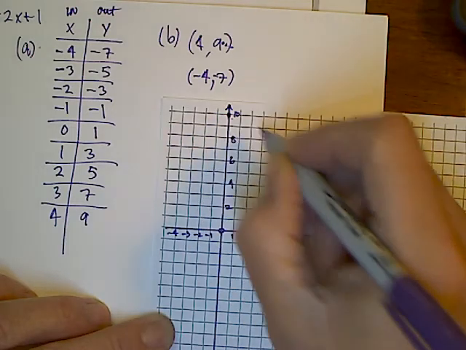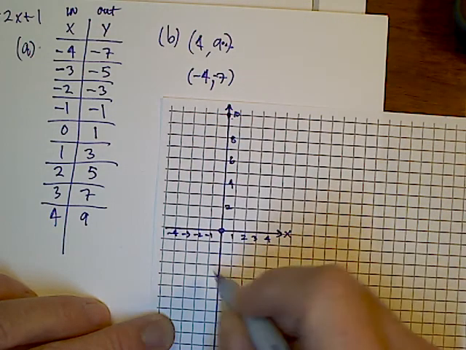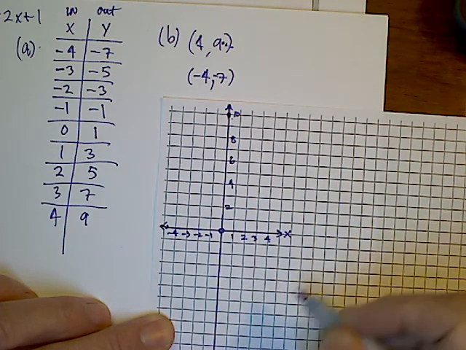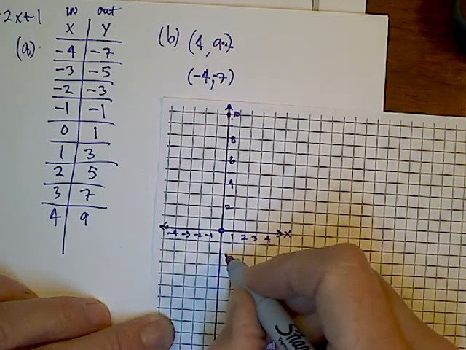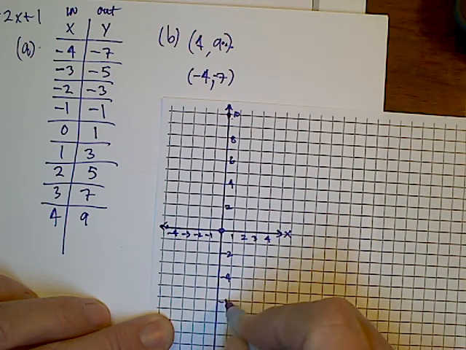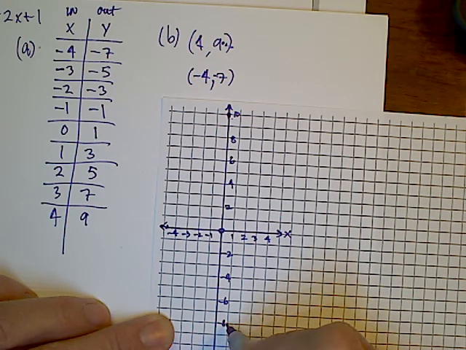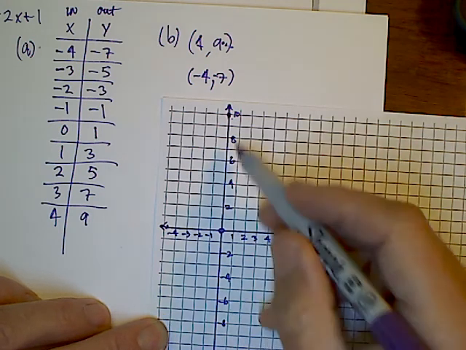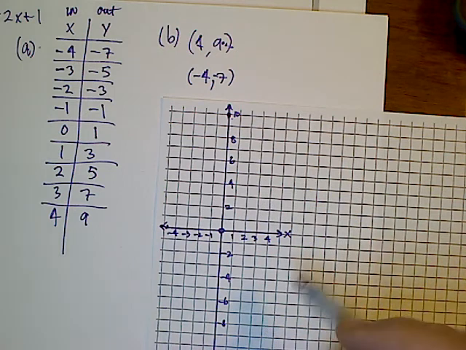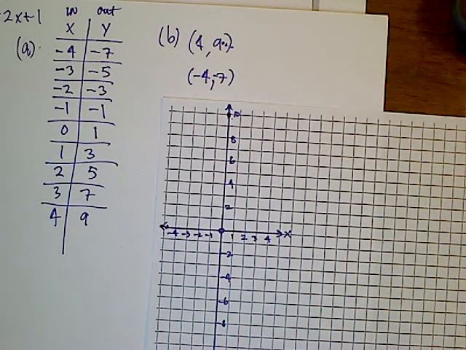And I know my axes keep going, so I tend to also like to put arrows on my axes. That way it shows that the axes do keep going. And then going down, this would be -2, -4, -6, -8. And I only need to go down to -7 on my y. So I think I've got my labels good. So now I'm going to graph this.